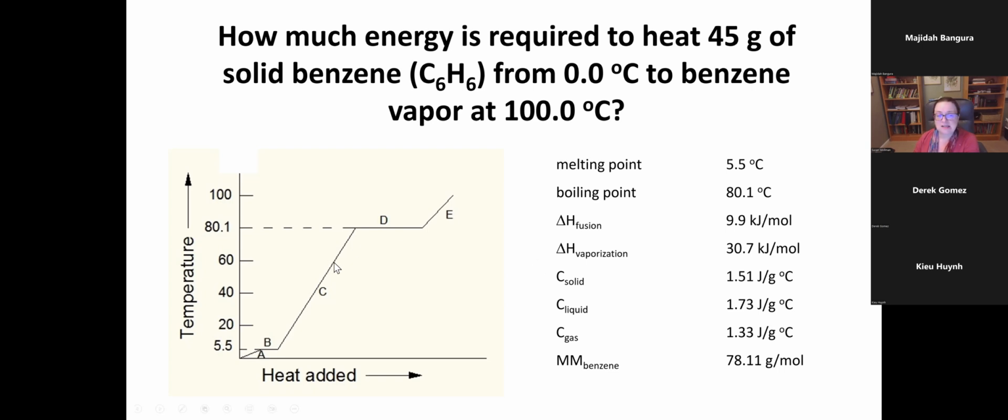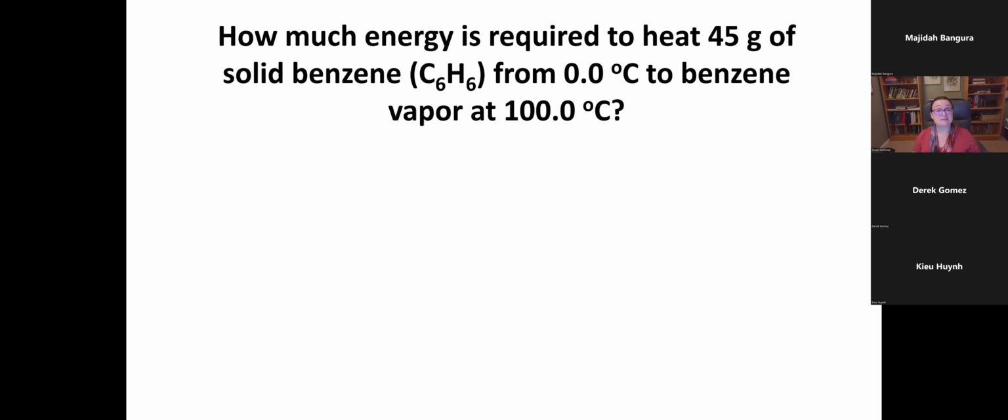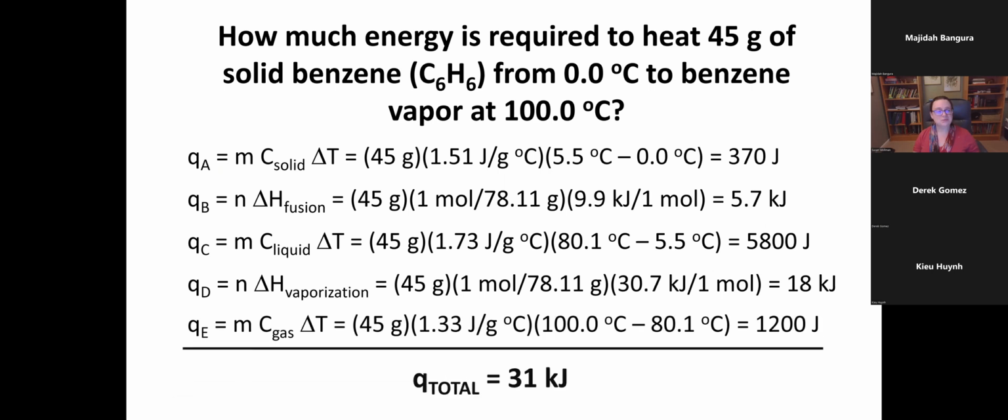If we started at 60, we'd only have to heat our liquid a little bit from 60 to 80.1 degrees, and then we'd boil it, and then we'd heat the gas. We wouldn't have to do all the stuff that comes before it. So just be aware of where you are on that heating curve. That'll help you decide what processes are going to happen to get from where you're asked to start to where you're asked to end. Make sure that you're answering the question that was put to you.